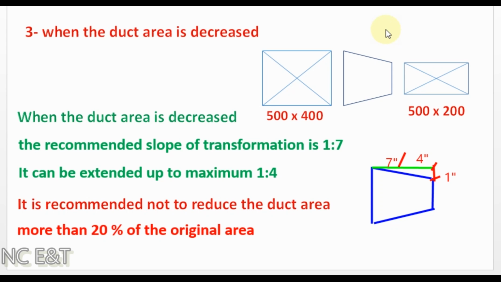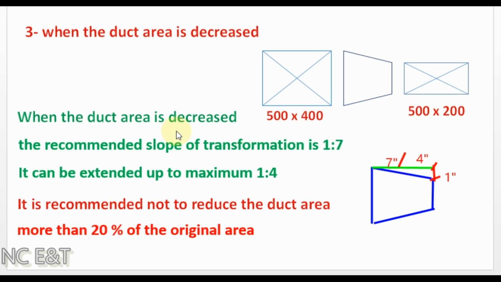Number 3, duct transformations or transition piece used to decrease the duct area. In this picture you can see we have a duct having the original size 500 by 400 and we are changing it to another size of 500 by 200. In this case we have decreased the cross-sectional area of the duct.